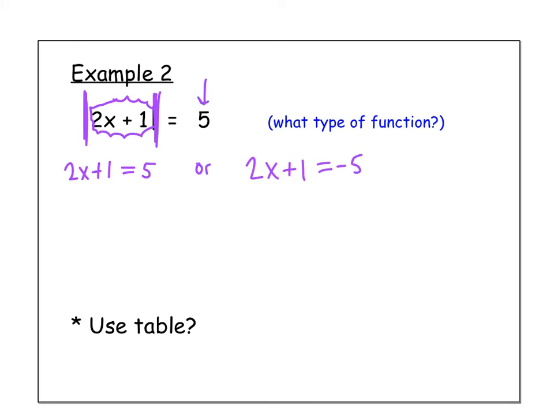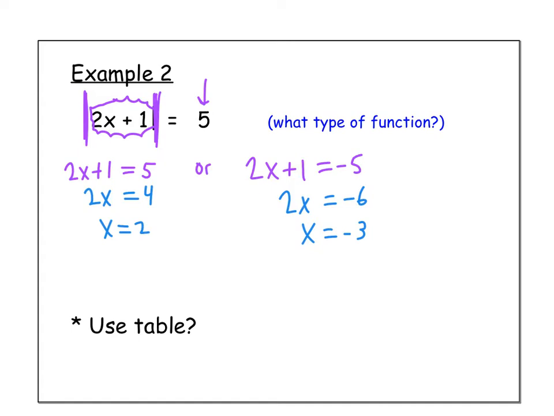So we're going to set 2x plus 1 equal to 5 and equal to negative 5. And we're just going to solve them both using algebra here. So we'll subtract the 1 from both sides and divide by 2. Same thing over here. Subtract 1, negative 5 minus 1 is negative 6. And we would divide by 2 to get negative 3.